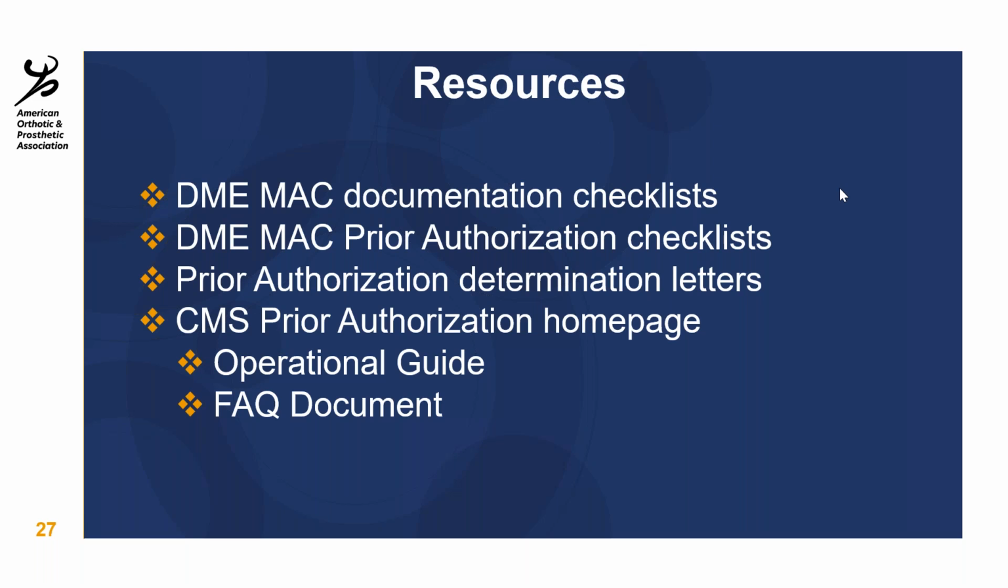First are your DME MAC documentation checklists for the KOs and spinal braces. These will help ensure that you are obtaining all the documentation needed to support medical necessity and coverage criteria for your brace in particular. So you can look at a snapshot instead of the whole policy in general. These are good little cheat sheets or summaries of the policy, so they'll help you make sure that you're getting what you need for each of those braces without having to read through the whole policy.